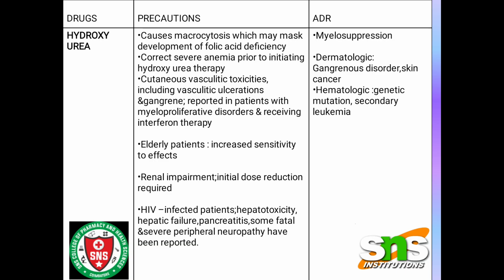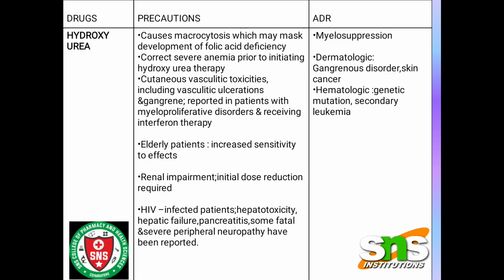Now about hydroxyurea: it causes macrocytosis, which may mask development of folic acid deficiency; correct severe anemia prior to initiating hydroxyurea therapy. Cutaneous vasculitic toxicities, including vasculitic ulcerations and gangrene, have been reported in patients with myeloproliferative disorders receiving interferon therapy. Elderly persons have increased sensitivity to effects; in renal impairment, initial dose reduction is required. In HIV infected patients, hepatotoxicity, hepatic failure, pancreatitis, some fatal, and severe peripheral neuropathy have been reported.